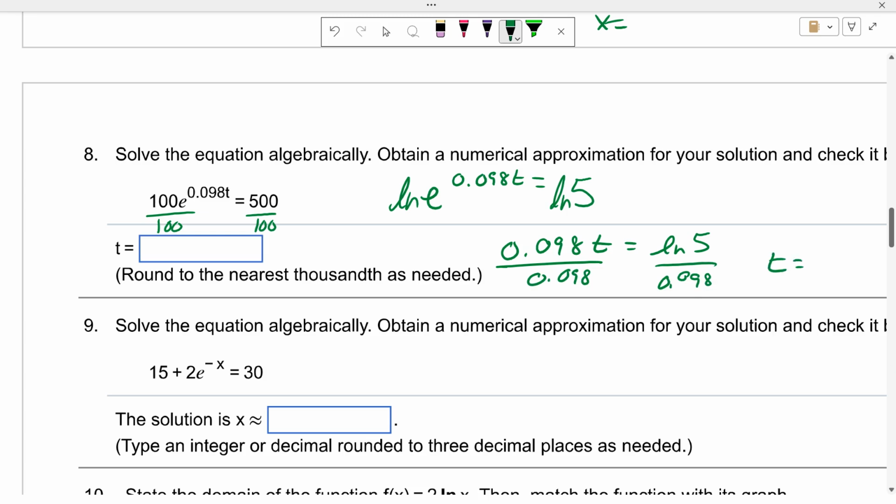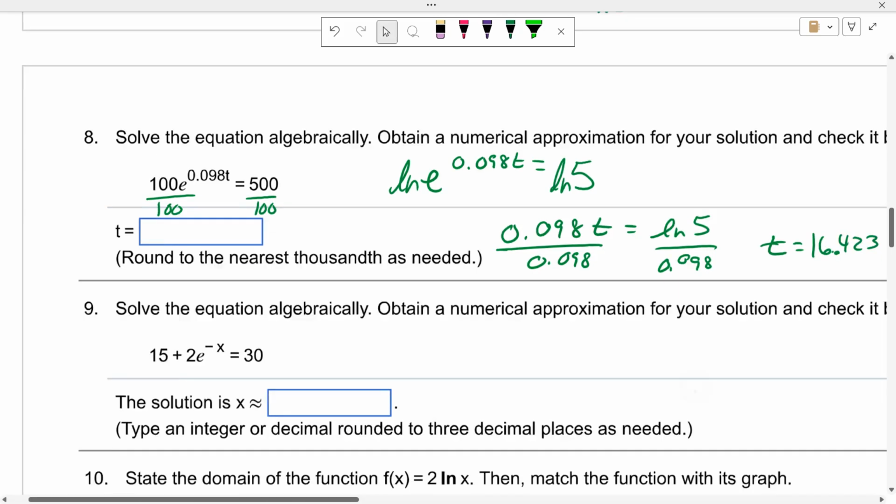Would it work if we graphed it? Yes. You graph, well, no, because you got to get t. Well, I guess it would. You graph the left side, graph the right side, find out where they intersect. Yep. That would work. 16.423. Okay.